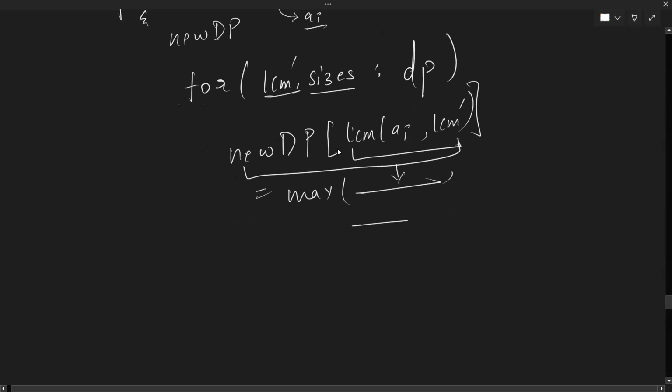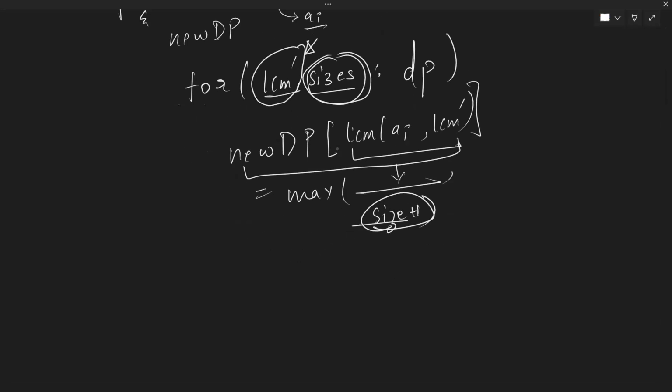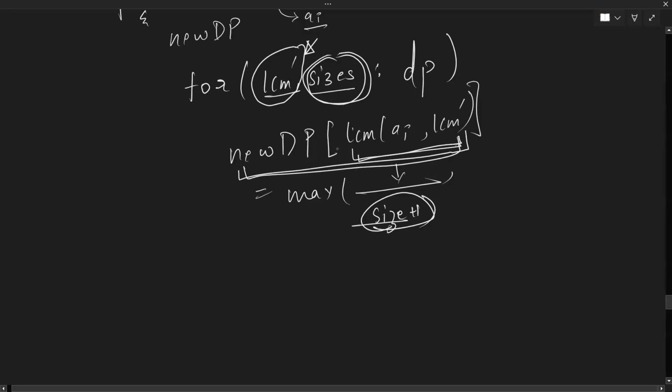Like size plus 1, yes. Maximum of whatever the value is here or size plus 1. Because this is the same size in this size. This is the maximum size of subsequence you are getting for this LCM. If you take A[i] and include this in the subsequence, you'll get the new LCM as this thing. And its size would be either the maximum of whatever is currently stored in this or this size plus 1.